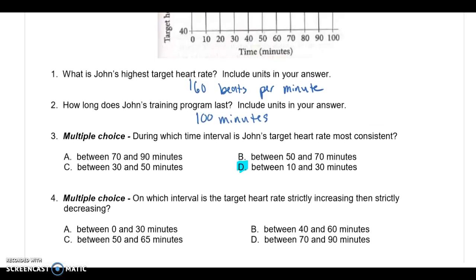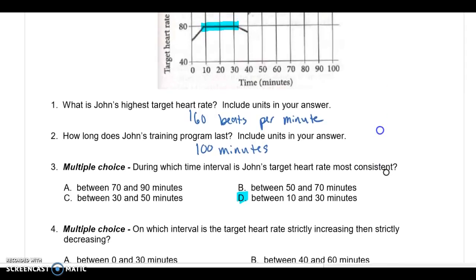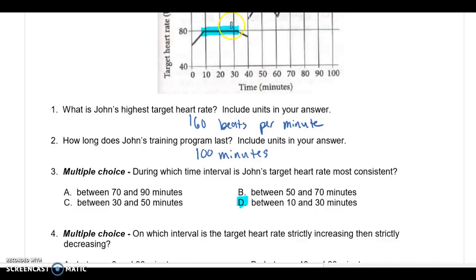Question 4 says, on which interval is the target heart rate strictly increasing? Increasing means that the graph is going to go up as we move from left to right. Then strictly decreasing, so we're looking for it going up and then down. In choice A, it's saying from 0 to 30 minutes. If we look at this interval right in here, between 0 and 30 minutes, it does go up, but then it levels off. We never have a decrease until after 30 minutes.